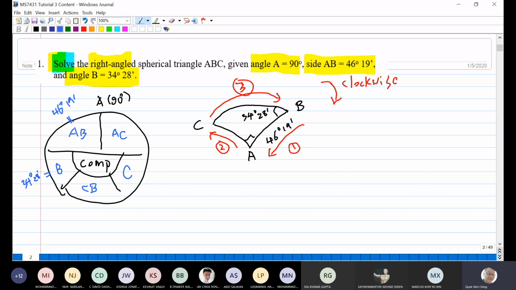So far we have two sides and two pieces of information given. You can make use of this information to find the rest. How do you apply Napier's rule? You have these two here, and this is the center. C is the center, the middle part. Usually we put the middle part as the one we want to find, the unknown. This is the middle part here.